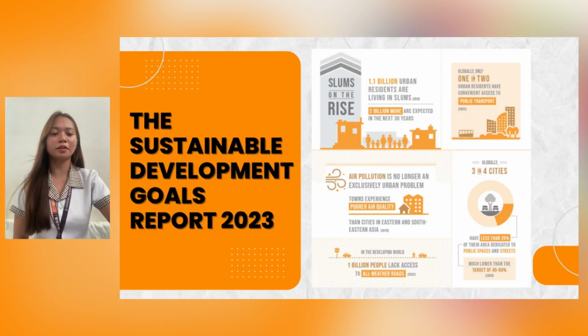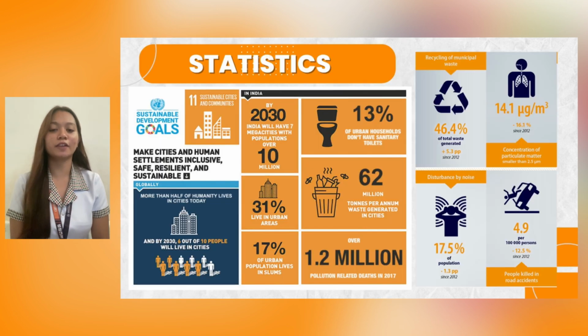The Sustainable Development Goals Report 2023. Report on Sustainable Development Goal 11, Sustainable Cities and Communities. The image presents various statistics highlighting key urbanization challenges and efforts toward achieving sustainable cities, with a focus on India and global trends. Global urbanization trends. More than half of humanity currently lives in cities. By 2030, 6 out of 10 people will live in cities.